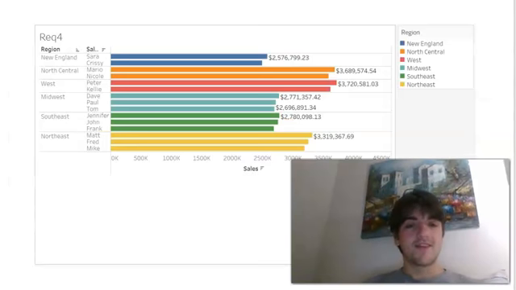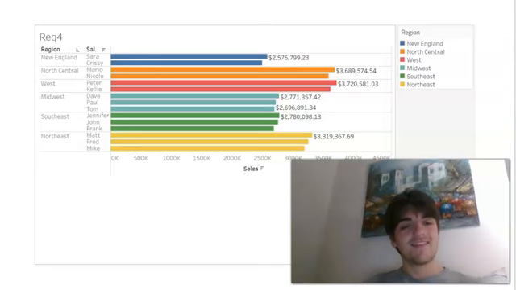But before I show you that, I'd like to show you this graph, which is the highest selling salesperson in each region. As you can see here, very interesting how the top salespeople don't necessarily match the previous graph we looked at.